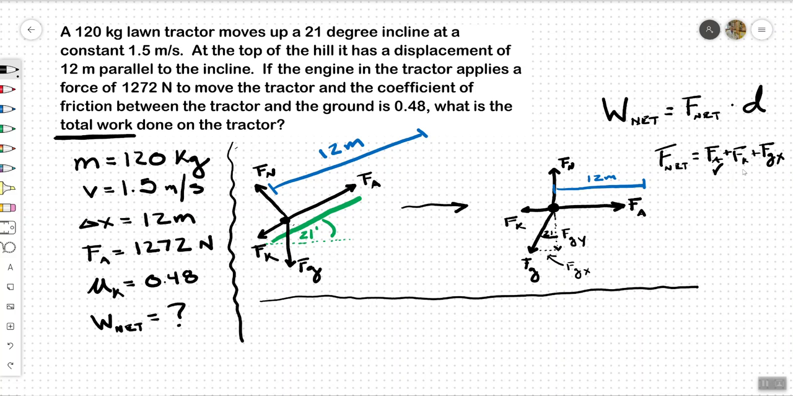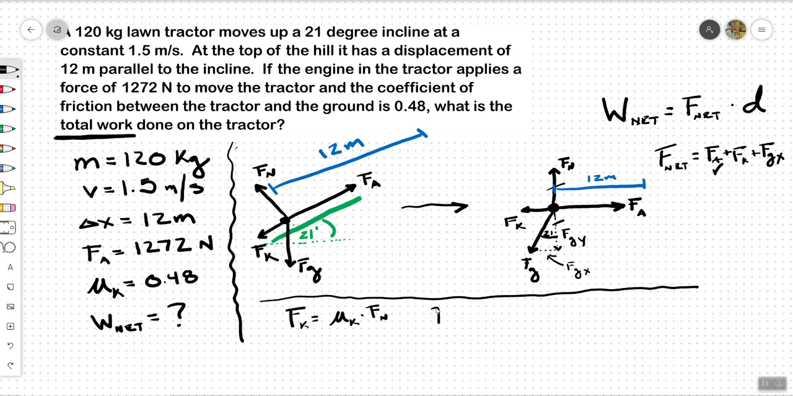Force of kinetic friction. So in order for me to get force of kinetic friction, I need the coefficient of kinetic friction times the normal force. So in order for me to get normal force, looking at my picture, it is going to be equal and opposite to the vertical component of gravity. So I need to solve for Fg.